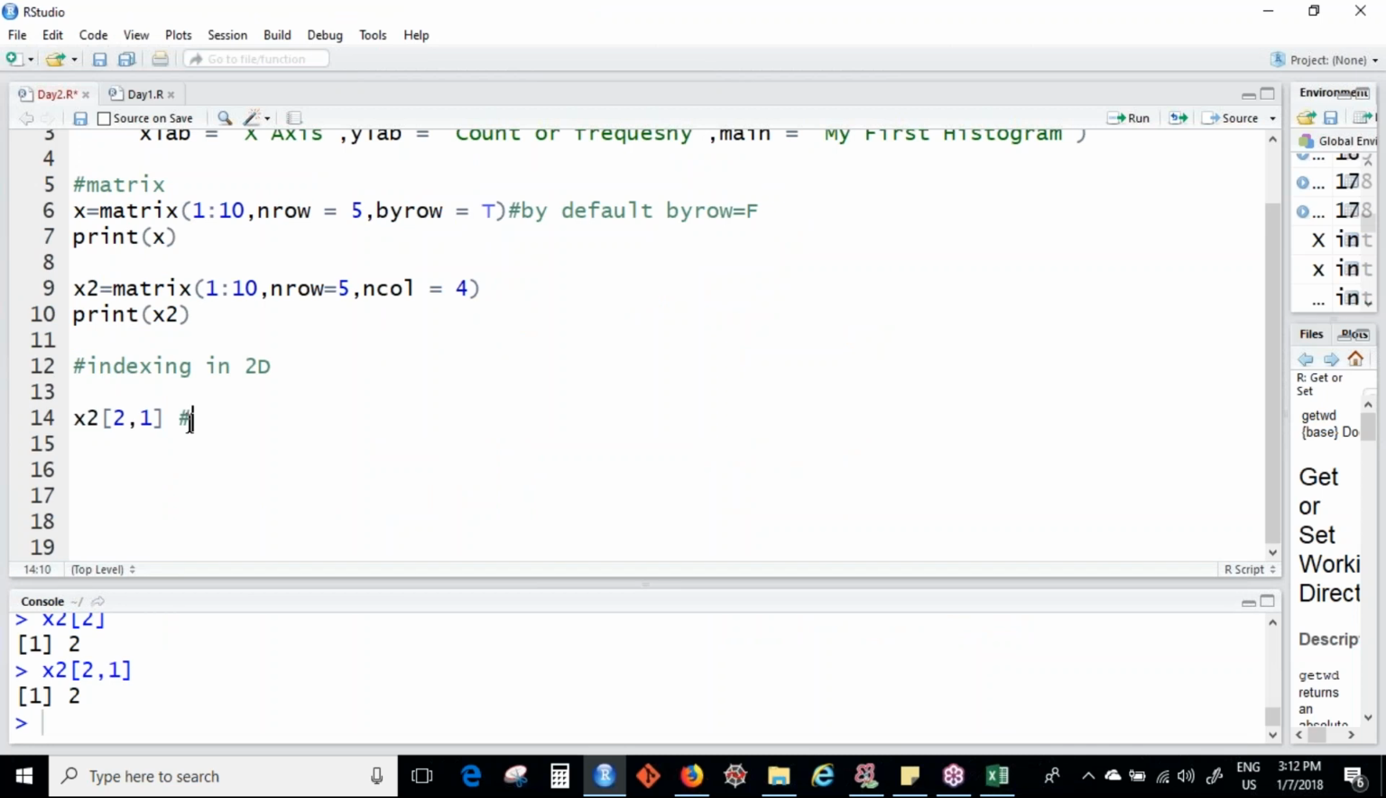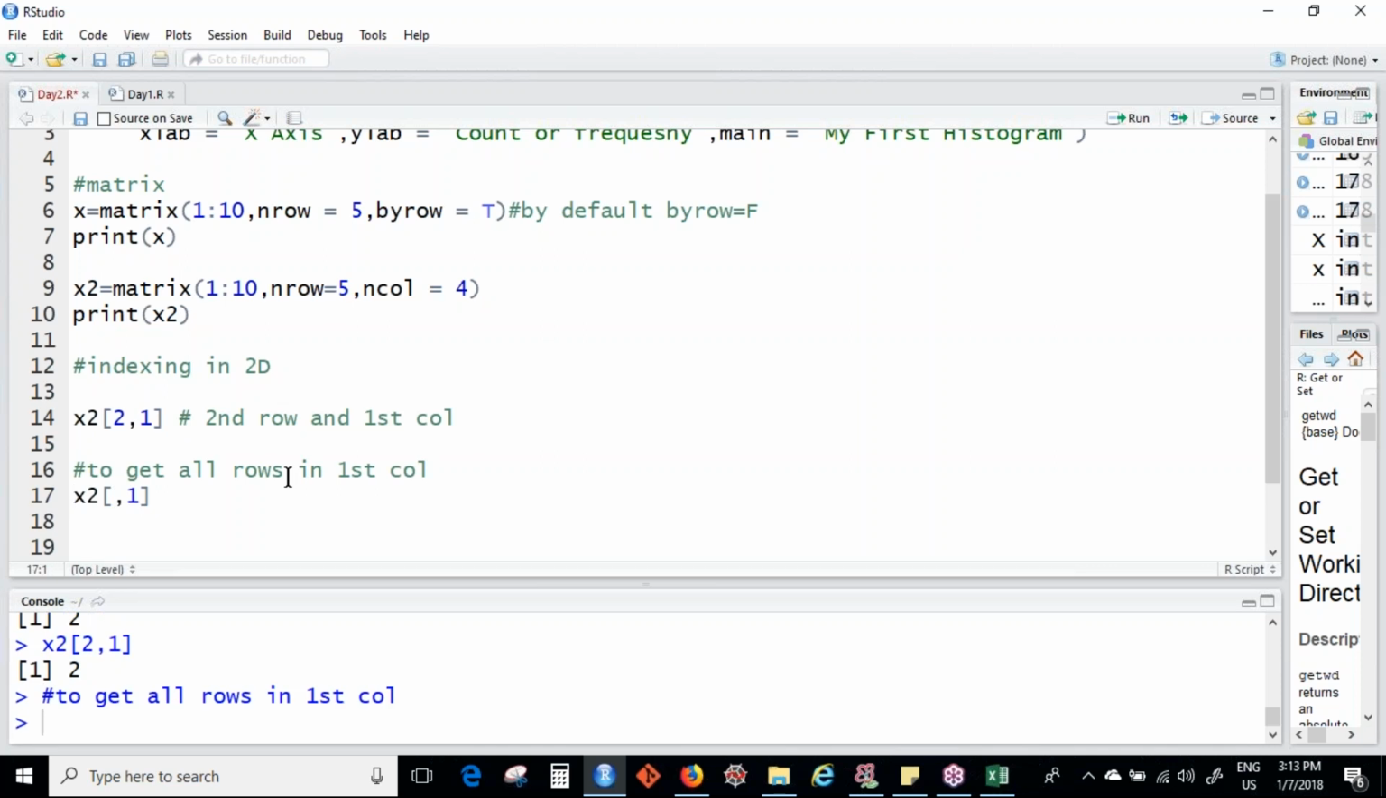So this is for second row and first column. Similarly, to get all rows, what will you do? You will write x2 and you will just give a comma and you will write the column number that you want. Let's say I want to get all rows in the first column. To get all rows in the first column, you will print this.